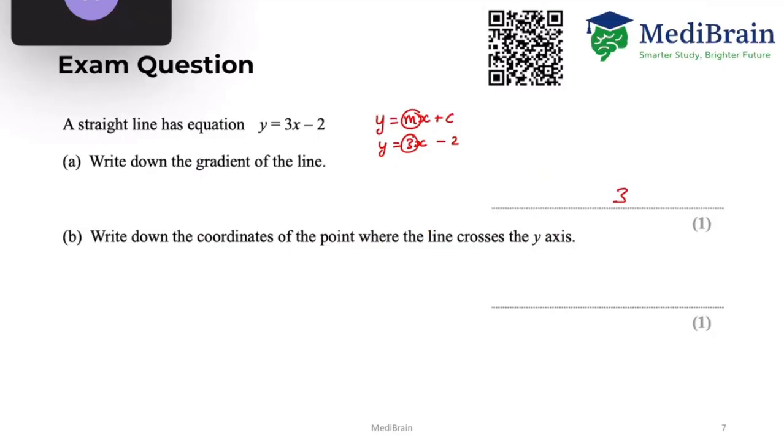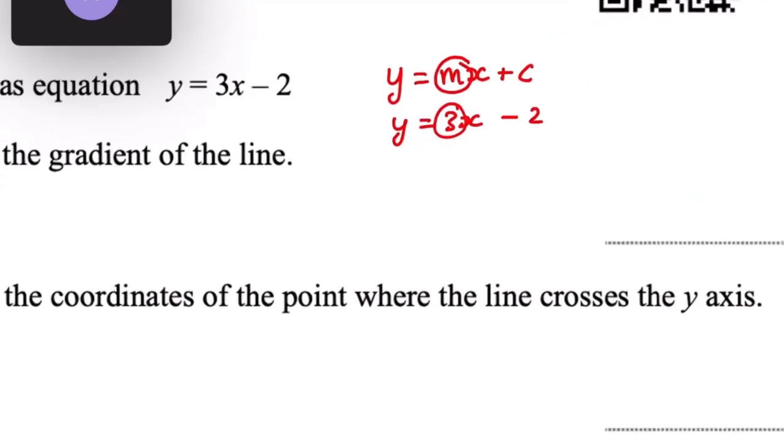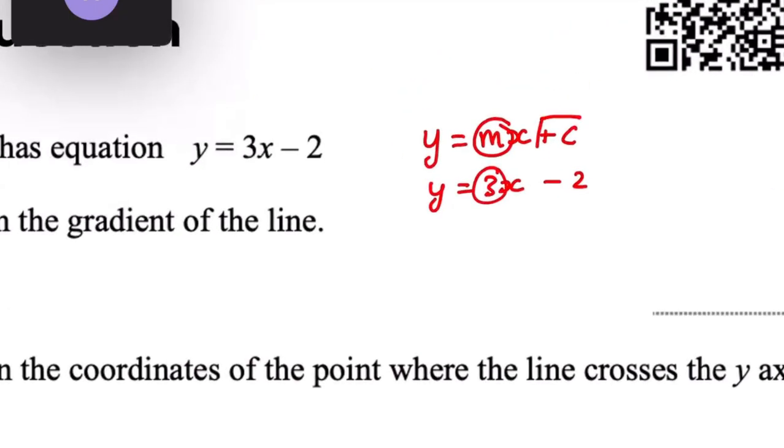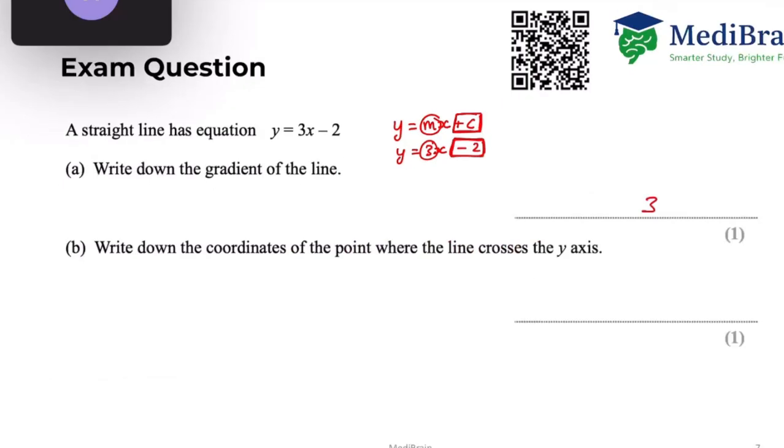Okay, and then it says write down the coordinates of the point where the line crosses the y-axis. So we know that it crosses the y-axis at c, and c is minus 2 in this case. When it crosses the y-axis, you know that the x coordinate is going to be 0, because it's literally going to be bang on the y-axis. It's not going to go right or left. It's just going to go up or down. So the x coordinate is going to be 0. And then the y coordinate is just going to be what c is, the y-intercept. So it's going to be 0, minus 2.